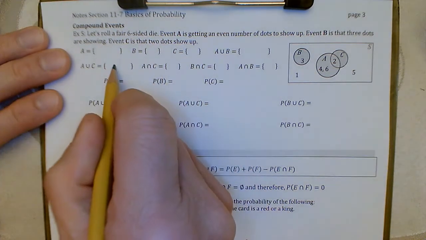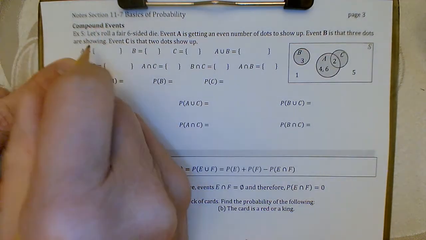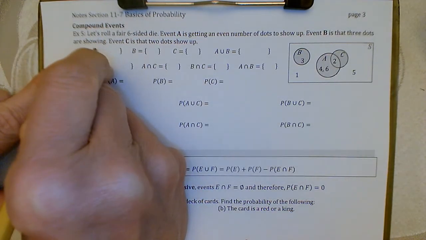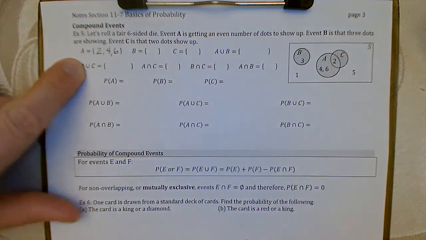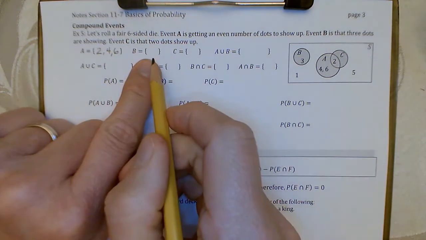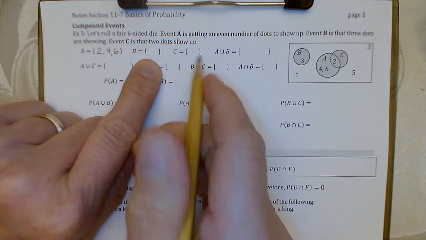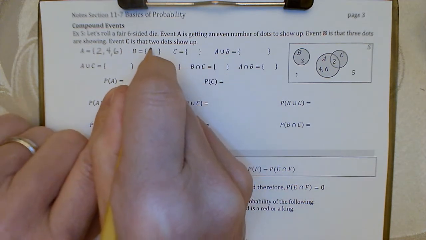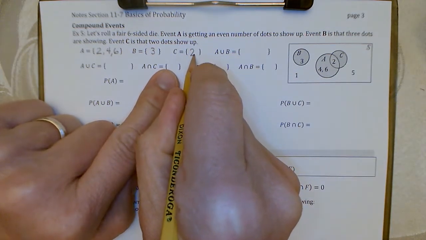So using our set notation, what elements does event A have in it? Well, we're talking about an even number, so that would be a 2, a 4, and a 6. What would you put in the set B? Event B is that 3 dots show up, so that would simply be a 3. C is that a 2 shows up, a 2.